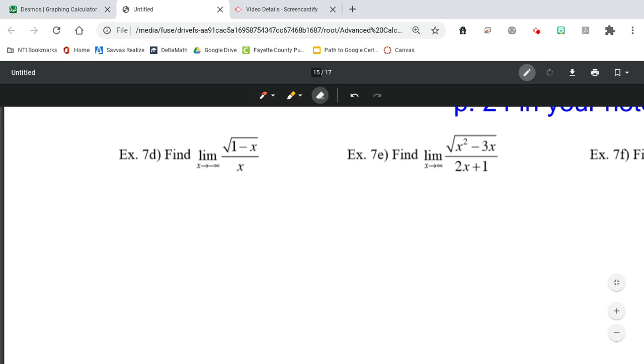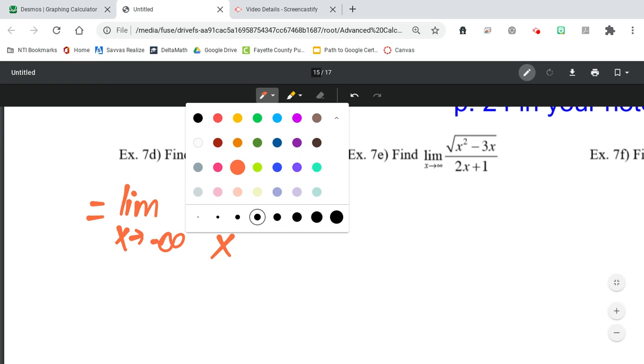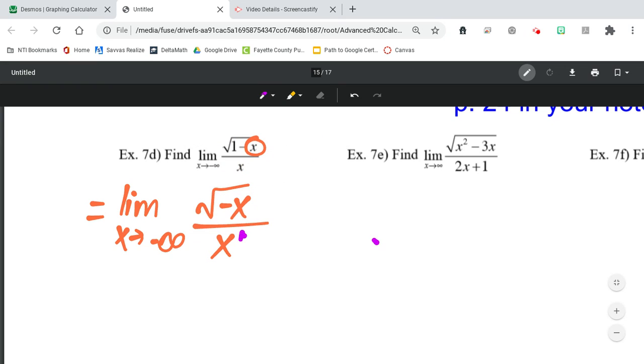So when you're evaluating these, you can just worry about comparing the highest number under the radical, or the highest degree term under the radical. So I can think about this as being the limit as x approaches negative infinity of the square root of negative x over x. And then I go and I compare the degrees. Well, the degree of the denominator is 1. The degree of the numerator under the radical, that's 1.